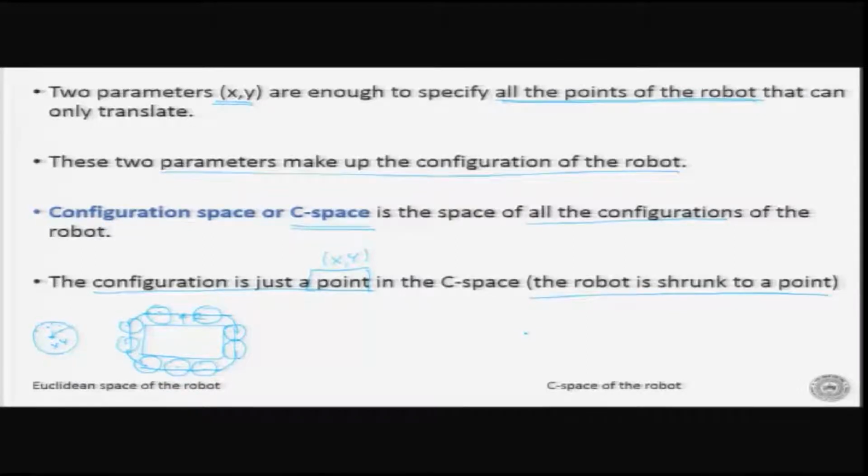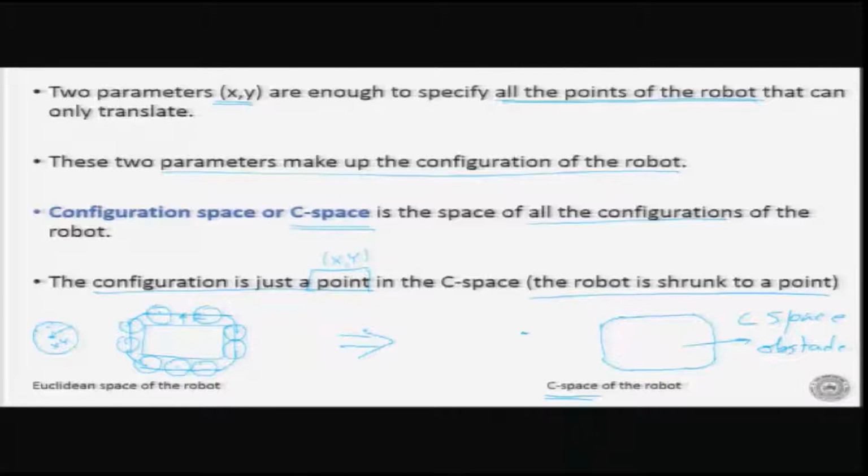So, what we are getting is the robot has gone down to a point, whereas this obstacle has enlarged by an amount which is equal to r, and it has become my C space obstacle now. Now, this is C space. So, this is my C space of the robot, and this is called the C space obstacle. So, this is the meaning of C space obstacle, and this is also showing us how we move from the Cartesian space to the C space.